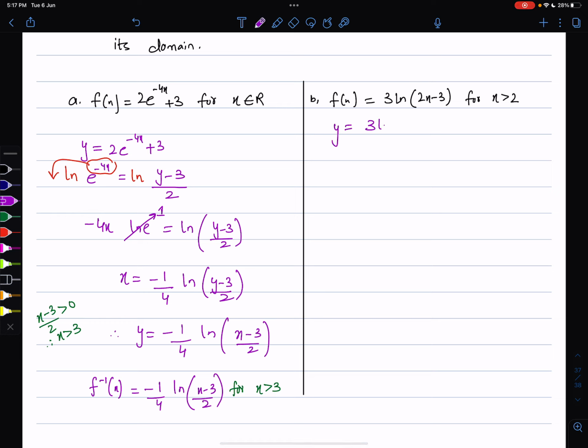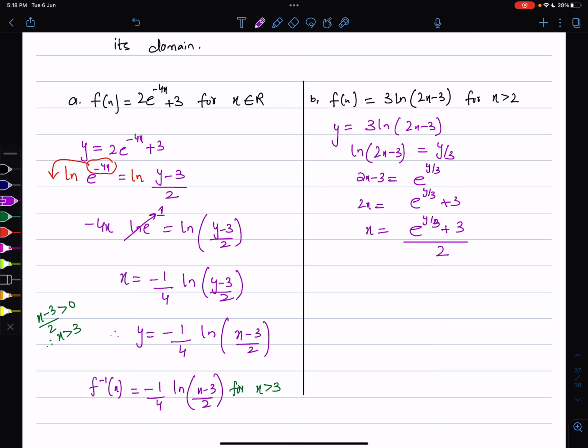Replace f of x with y, make x the subject, so ln (2x minus 3) is going to be equal to y upon 3. So 2x minus 3 is going to be equal to e to the power of y upon 3. 2x equals e to the power of y upon 3 plus 3, and x equals (e to the power of y upon 3 plus 3) divided by 2. Now interchange x and y, so y equals (e to the power of x upon 3 plus 3) divided by 2.